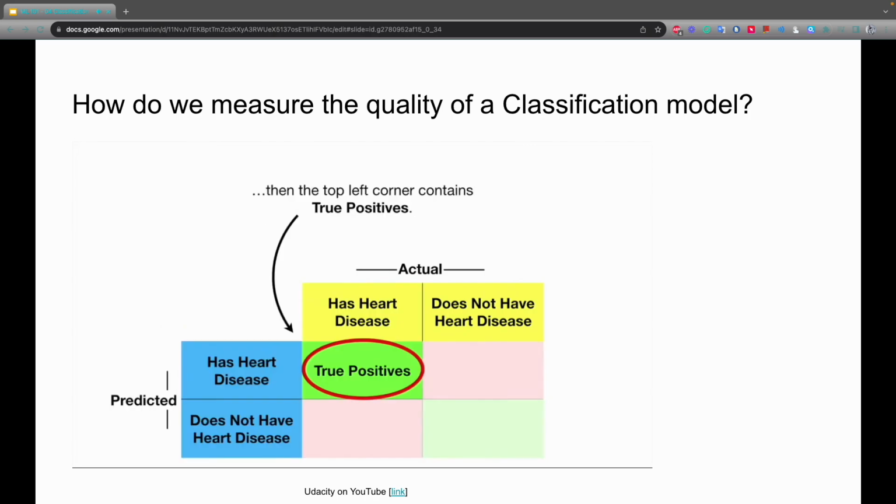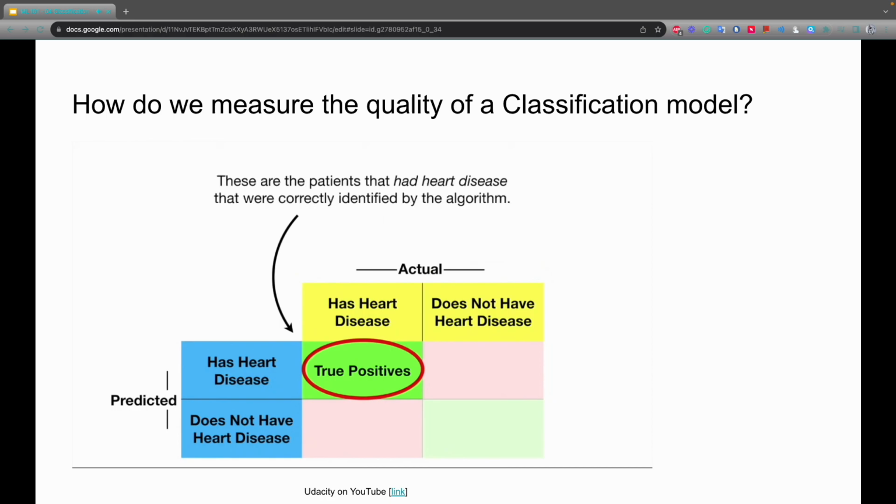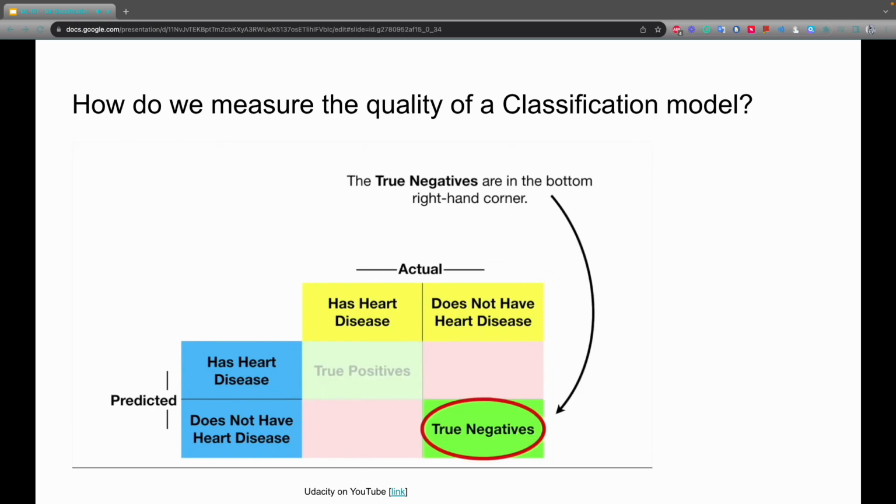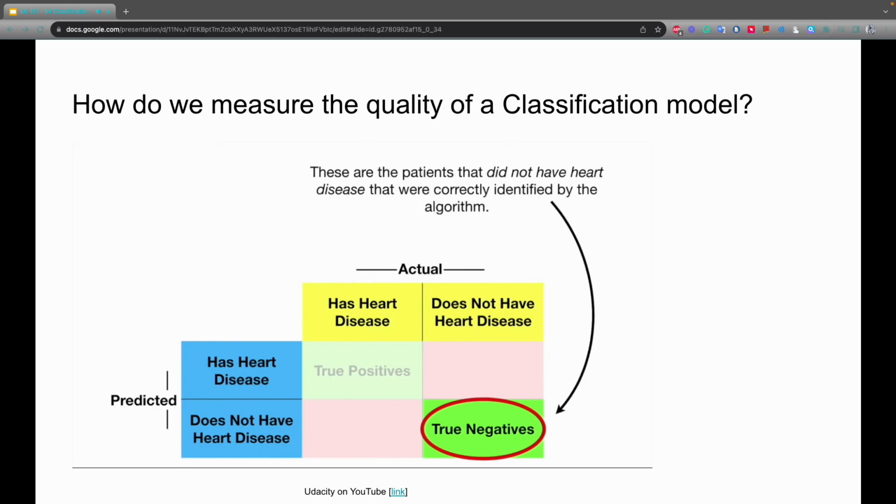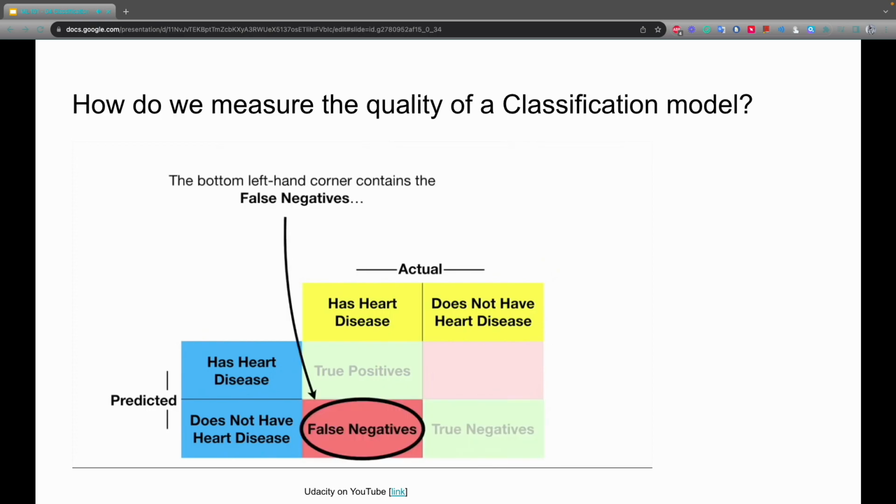the top left corner contains true positives. These are patients that had heart disease that were correctly identified by the algorithm. The true negatives are in the bottom right-hand corner. These are patients that did not have heart disease that were correctly identified by the algorithm. The bottom left-hand corner contains false negatives. False negatives are when a patient has heart disease, but the algorithm said they didn't.